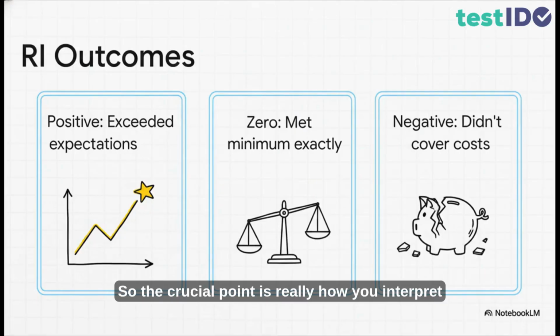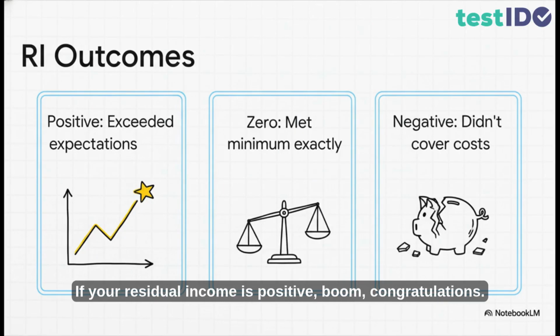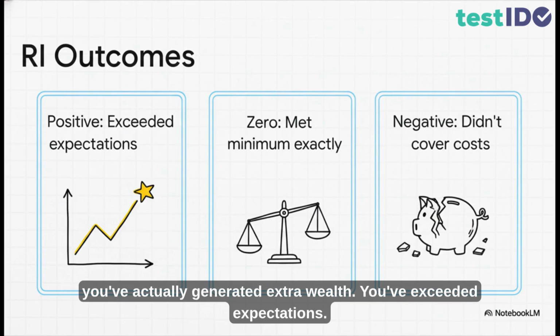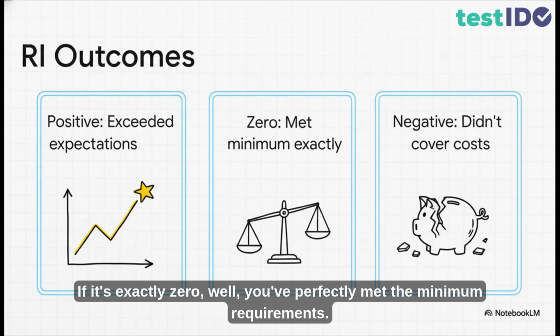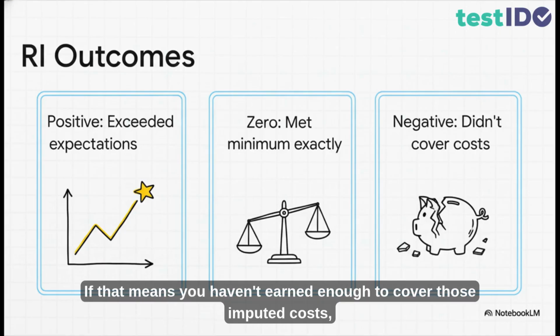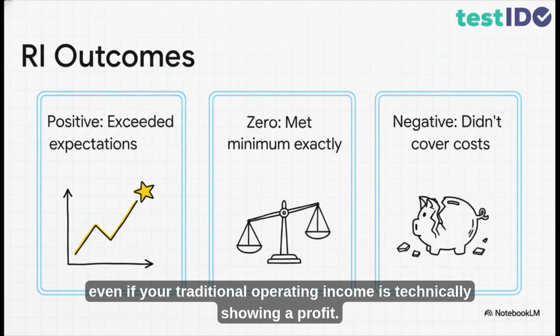So the crucial point is really how you interpret the final dollar amount this formula spits out. If your residual income is positive, boom, congratulations. You haven't just paid for the cost of your tools, you've actually generated extra wealth. You've exceeded expectations. If it's exactly zero, well, you've perfectly met the minimum requirements. Nothing more, nothing less. But if it's negative, that means you haven't earned enough to cover those imputed costs, even if your traditional operating income is technically showing a profit.